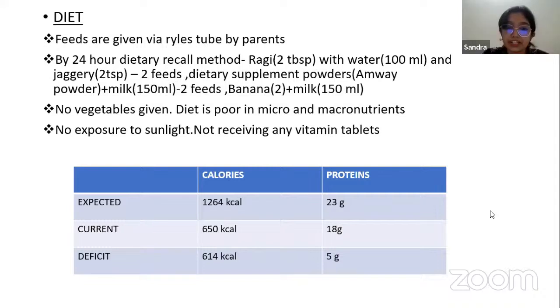No vegetables are given. The diet is poor in micro and macronutrients. There is no exposure to sunlight and the child is not receiving any vitamin. What is the method of feeding here? Via Ryle's tube. Ryle's tube feeding. So you can imagine what is the maximum you can give through a Ryle's tube. There won't be fiber anyway.